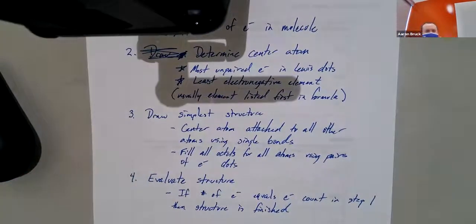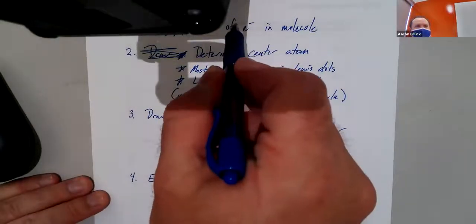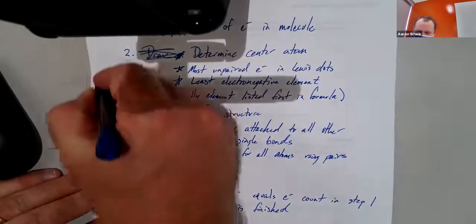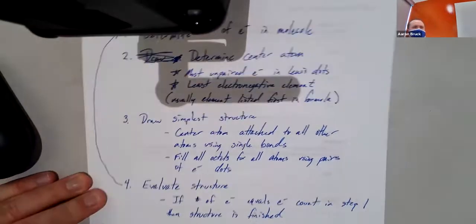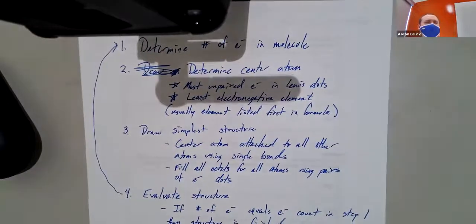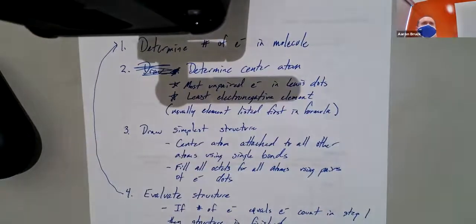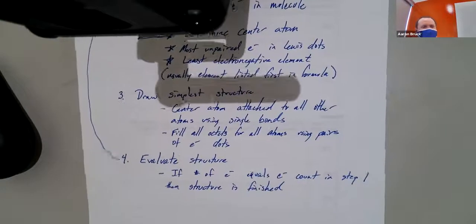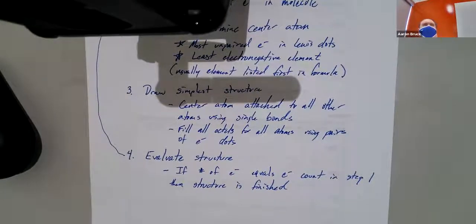If the number of electrons in the structure equals the electron count in our step 1. So step 4, our evaluation, is a comparison of our structure to the first electron count that we did. If the two are equal, then we're done. We've created a valid Lewis structure. Now, it may not be the best structure. We can get into some of those finer details as we go, but it will at least be one that makes sense.